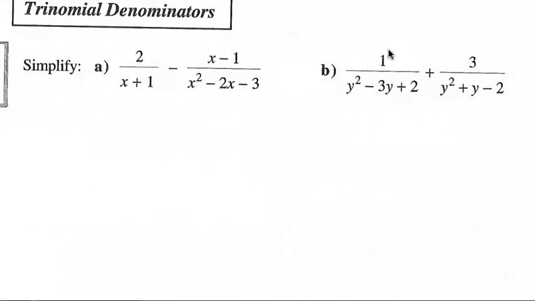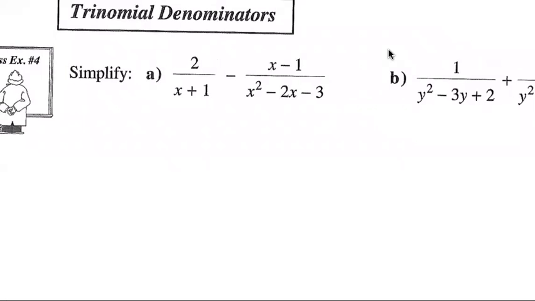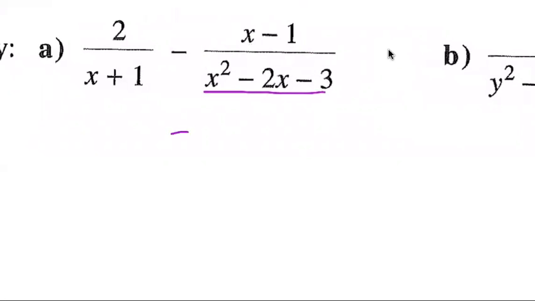Simplify 2 over x plus 1 minus (x minus 1) over (x squared minus 2x minus 3). Before we can simplify, we need to factor our new denominator, and we need to find our non-permissible values. Hopefully you can see this is going to factor by inspection. Two numbers that multiply to -3 and add together to give -2 are -3 and +1. So this term is x minus 1 all over (x minus 3)(x plus 1).